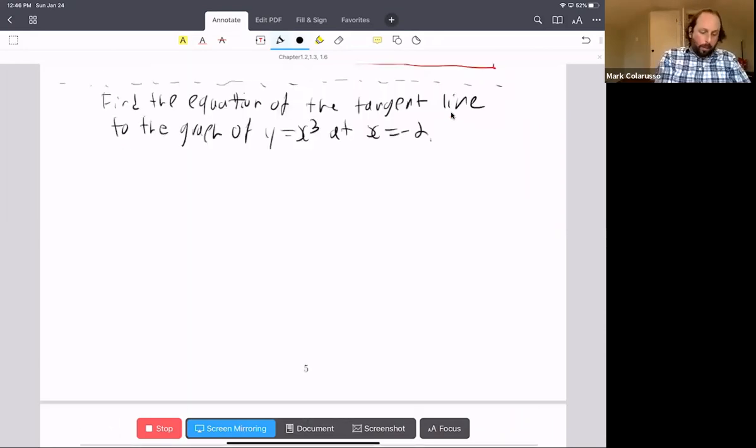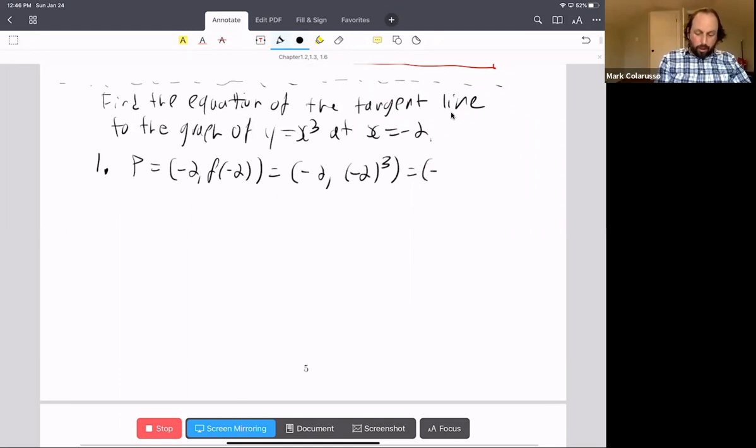Maybe I should do it just so we have another example, and there are many more in the homework we can practice. So the point in question, the point P, is -2, f of -2. That's -2 cubed, so this is -2, -8. That's the point where the tangent line touches the graph.